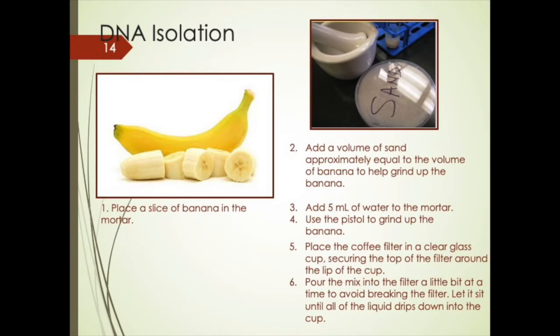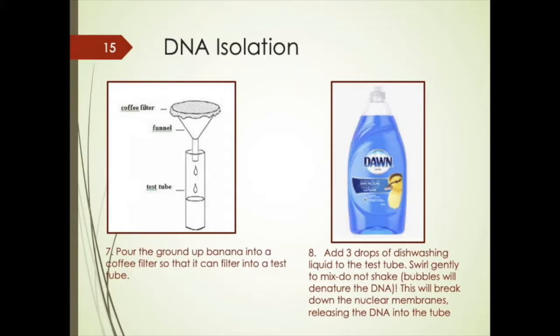Grind it until it's soft, until it's liquid enough you can pour. And then you want to filter out the liquid. Okay, so you want to keep the pulp, right? You want to filter out the liquid. Filter it slowly to avoid breaking the filter. Let it sit until all of the liquid drips out of the cup. Pour the ground up banana into a coffee filter so that it can filter into a test tube.